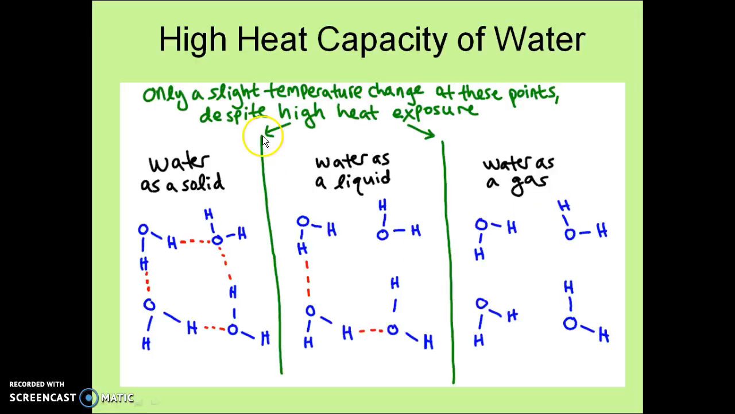Now, when water is converting from a solid to a liquid, so when it's melting, or when it's converting from a liquid to gas, it's becoming water vapor, we only see a very slight temperature change during those transitions, even if we have a really high heat exposure. That's because all of that heat is being used to break the hydrogen bonds to convert water from one form to another.